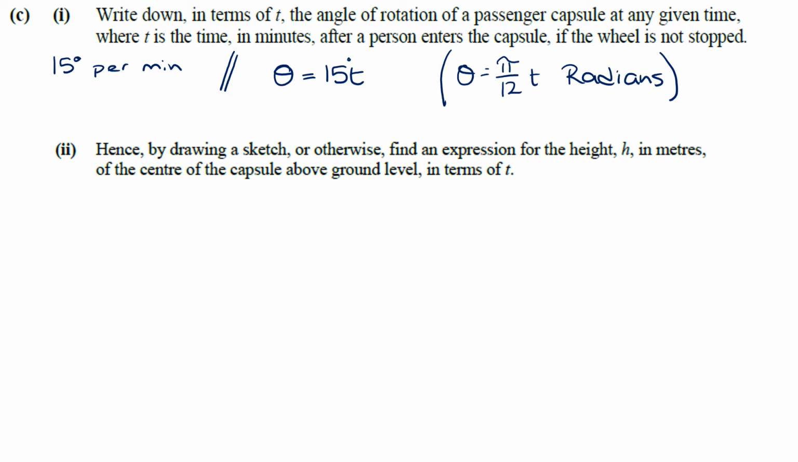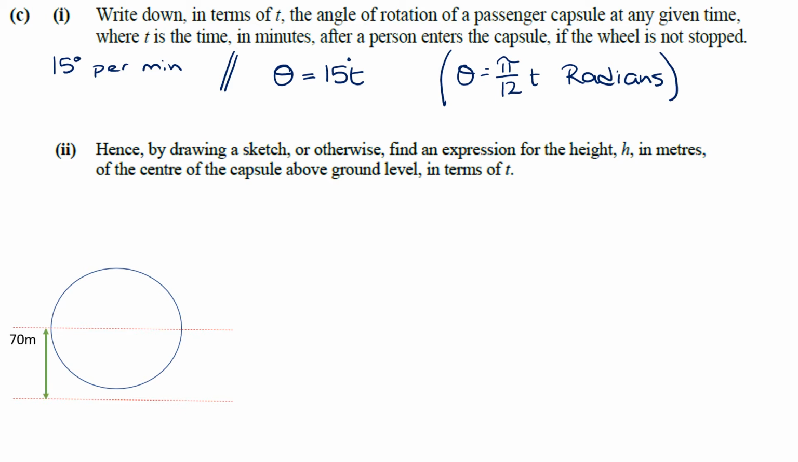So then it says, hence by drawing a sketch or otherwise, find an expression for the height in meters of the center of the capsule above the ground level in terms of t. So we want a formula that will get us the height no matter what t is. This is actually trying to put the function together. So this is what we have. We have our Ferris wheel, and let's say that's the external piece. We're talking about the middle of the passenger cart, so that's what that circle is. It includes the circle plus the passenger cart. And then we have our midline.